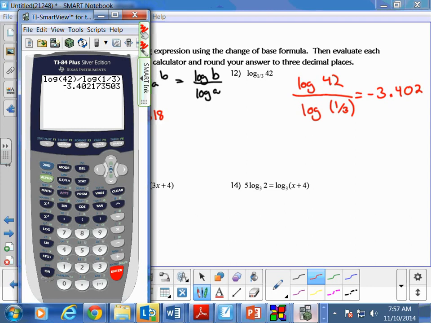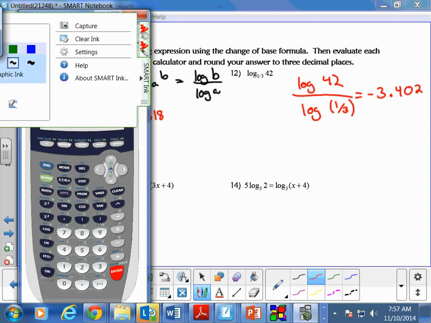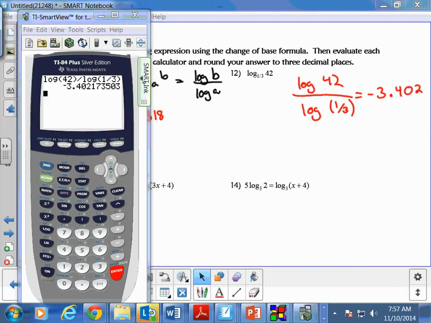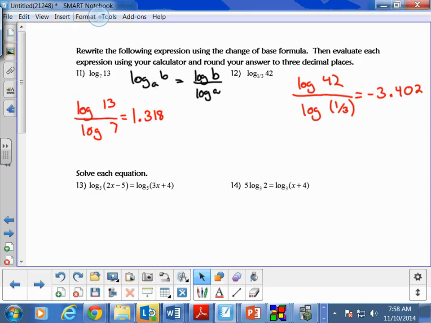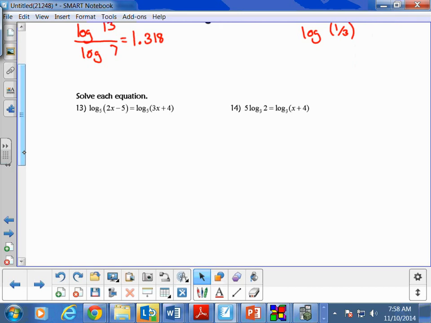Now, again, if you want to double verify, hit alpha window, go to the log base component of it, and just type in 1 divided by 3, 42, and the same answer comes up. So we're good. All right. Now let's go ahead and do this part of it. It says solve each equation.